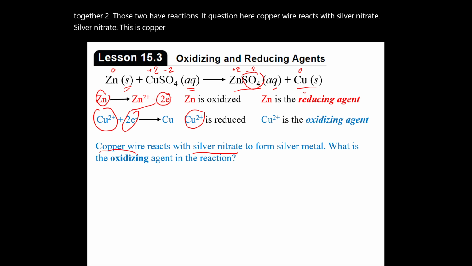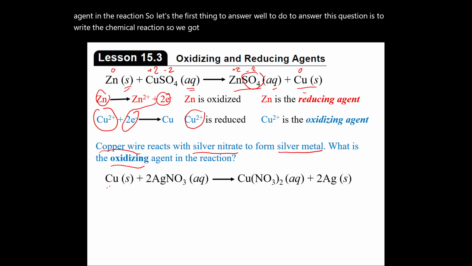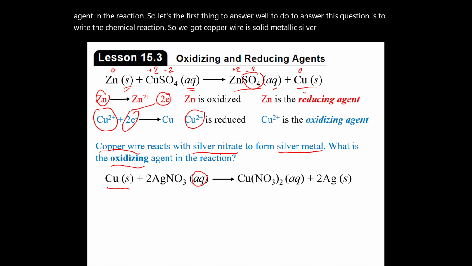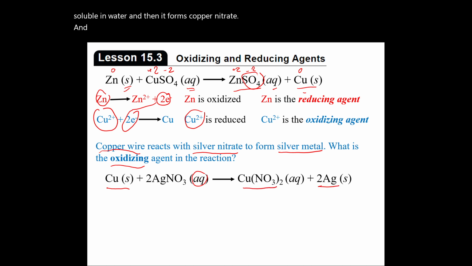This is copper wire, metallic copper, forming silver metal. What is the oxidizing agent in the reaction? So the first thing to answer this question is to write the chemical reaction. So we got copper wire, solid, metallic. Silver nitrate is aqueous, it's soluble in water, and then it forms copper nitrate and metallic silver.